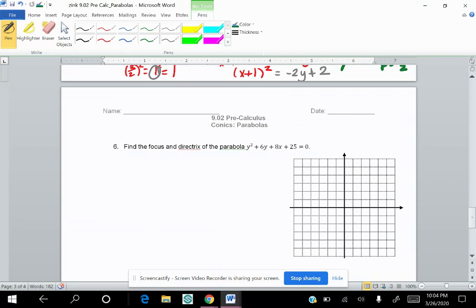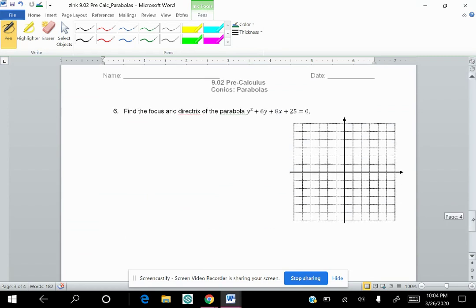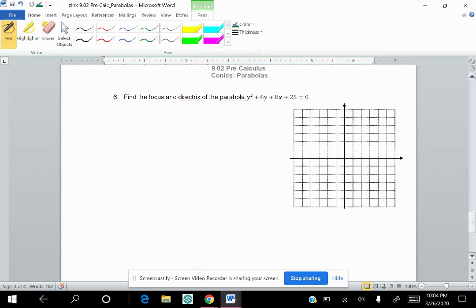All right, and the last problem here, very similar to the one we just did. Find the focus and directrix of the parabola. This time, though, we have a y squared instead of an x squared. So I would go ahead, pause the video, see if you can do this one on your own, and then I'm going to go through it, and you can check with me.